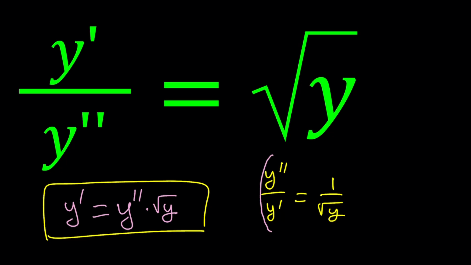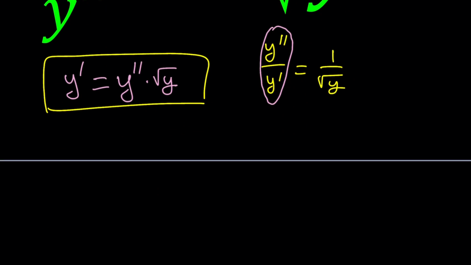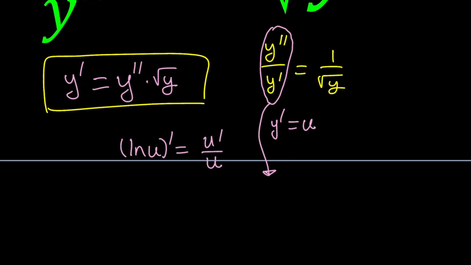Because this kind of reminds me of the ln of a function. Actually, the derivative of that. Because what's the derivative of ln u? Isn't it u prime over u, if u is a function of x and we're differentiating with respect to x? Then the derivative of ln u is going to be this one. Make sense? And when you look at something like this, it's the second derivative divided by the first derivative. So if I use substitution and set y prime equal to u, then from here I'm getting the same thing, u prime divided by u.